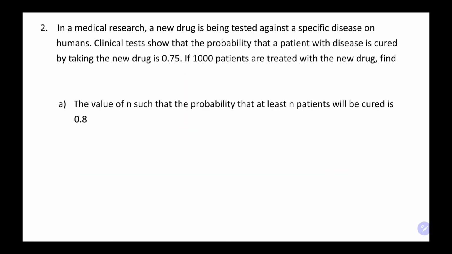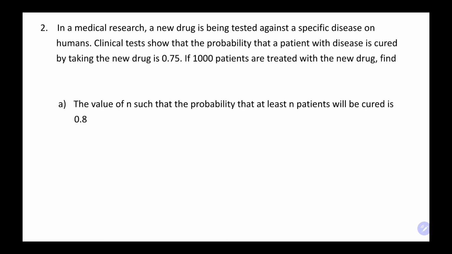Continue question number 2. In a medical research, a new drug is being tested against a specific disease on humans. Clinical tests show that the probability that a patient with disease is cured by taking the new drug is 0.75. If 1,000 patients are treated with the new drug, find.